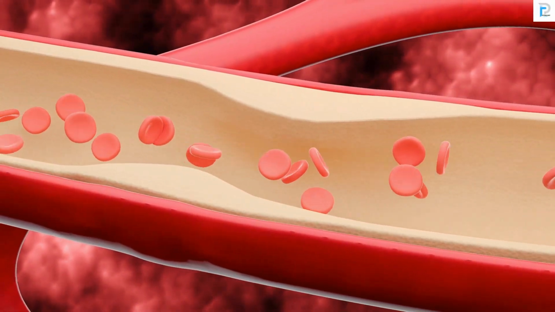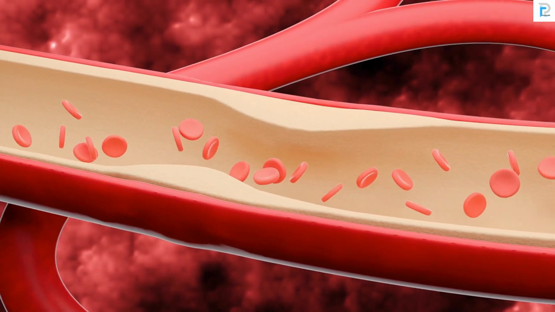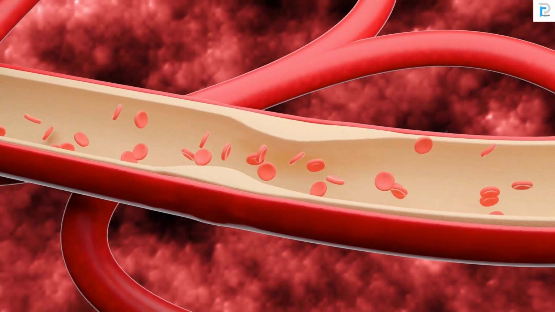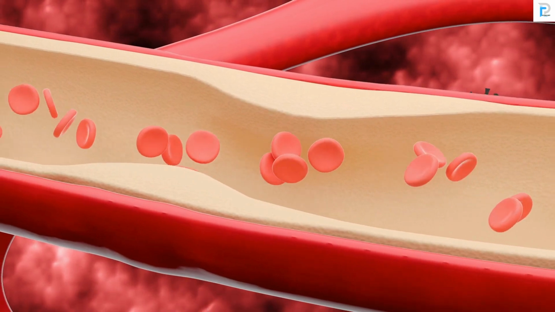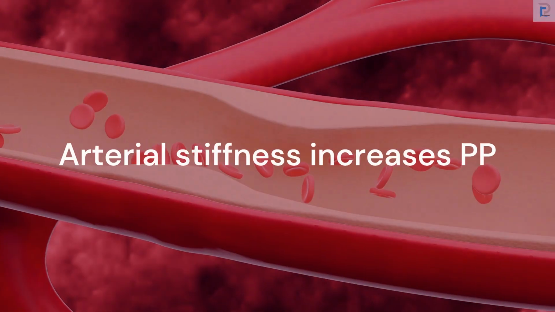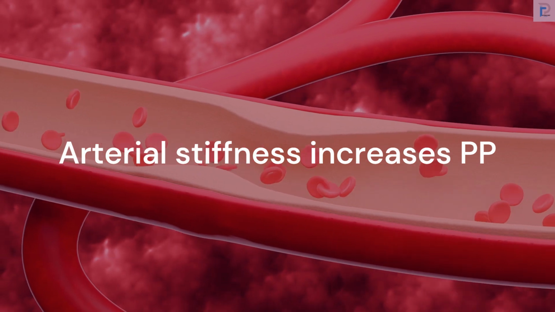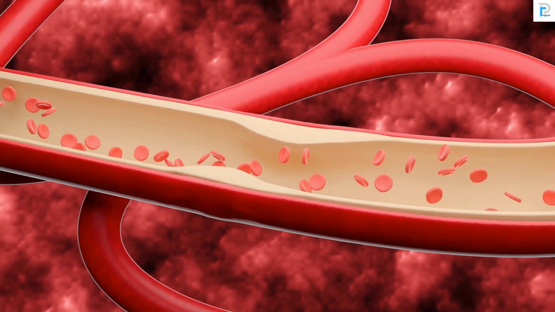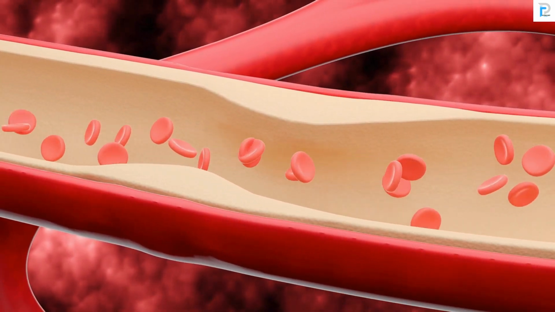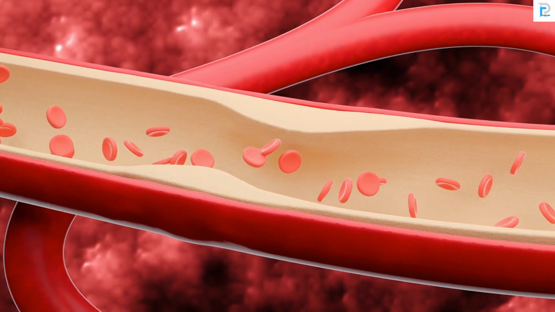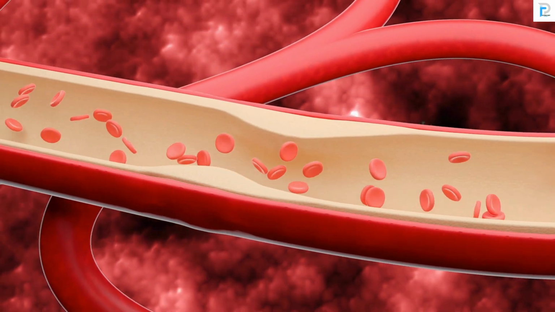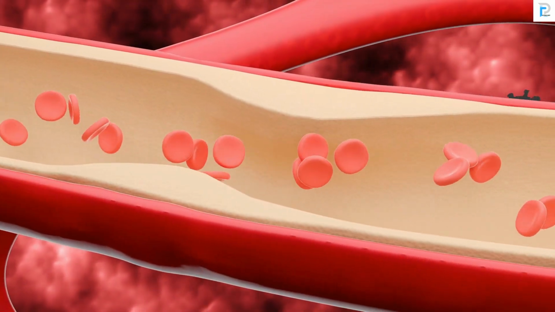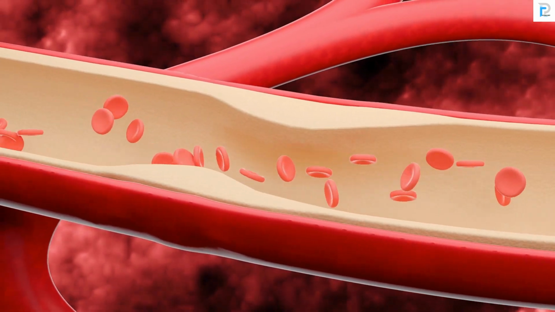Conditions like atherosclerosis or stiffness in the arterial wall cause pulse pressure to increase to a value which exceeds 60 millimeters of mercury. The stiffness increases pulse pressure because stiff vessels are unable to expand during systole, and that causes the systolic pressure to increase too much. It also makes the vessels unable to recoil during diastole, and that causes the diastolic pressure to decrease. That will increase the gap between systolic and diastolic pressure, increasing pulse pressure.